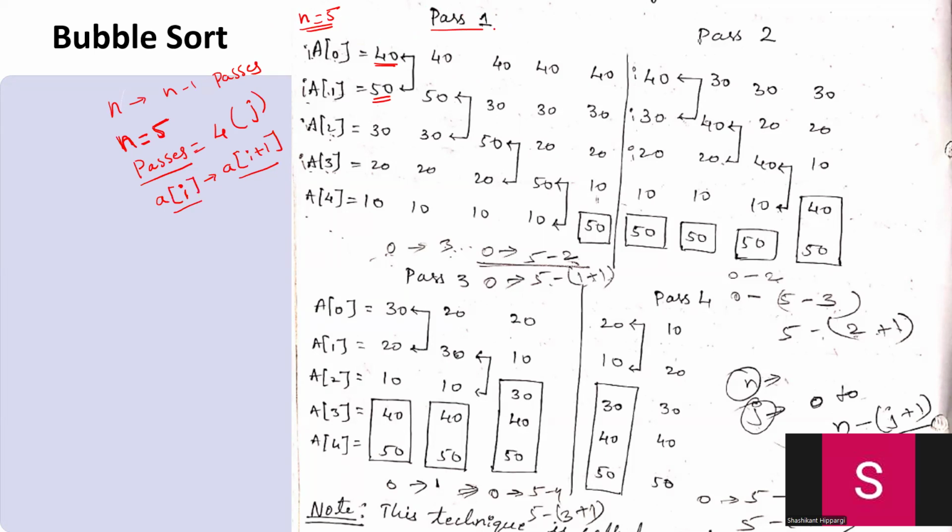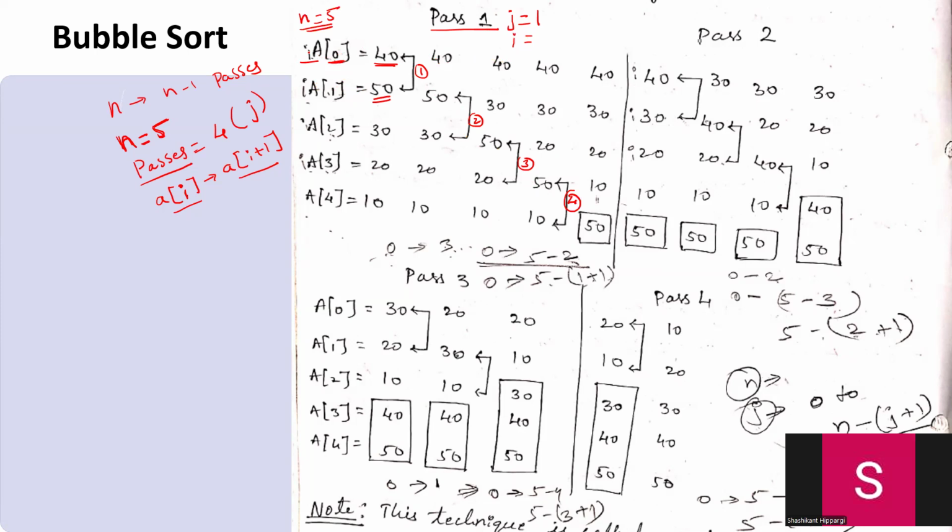We are in pass 1, so the variable j is equal to 1. In pass 1, we are going to make 4 comparisons: first comparison, second comparison, third one, and fourth one. For the number of comparisons, we are going to make use of the variable I, and initially we initialize this I to 0.